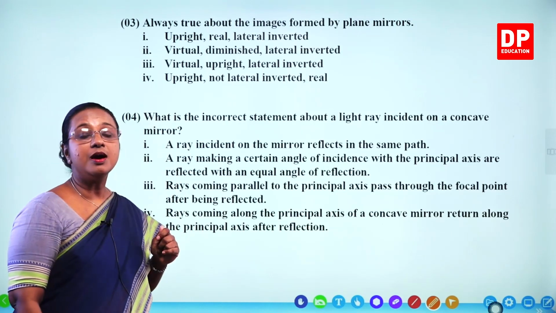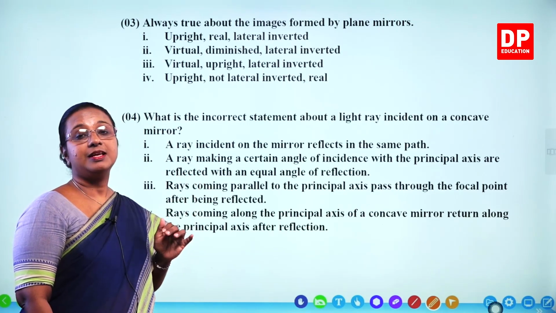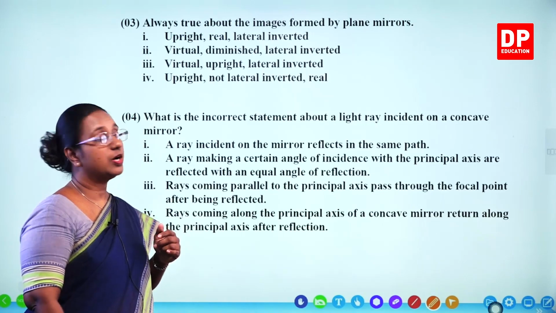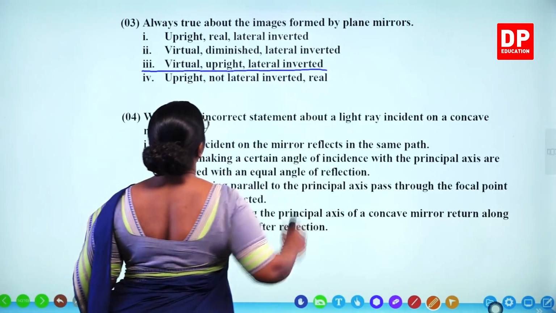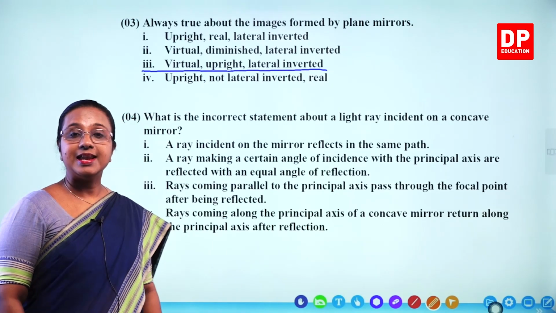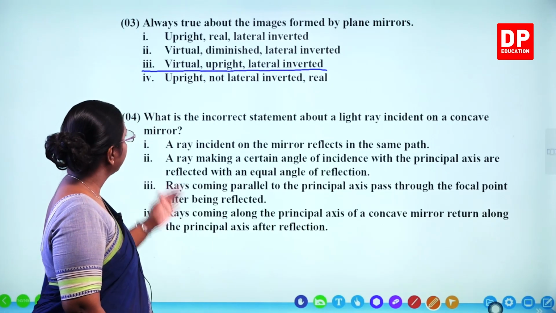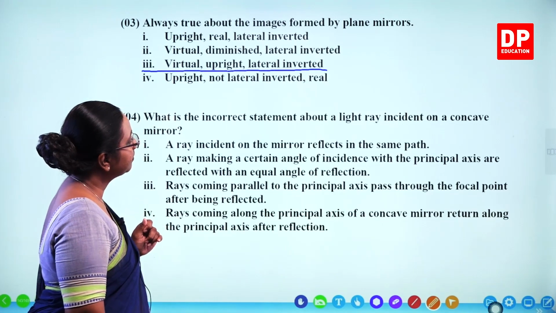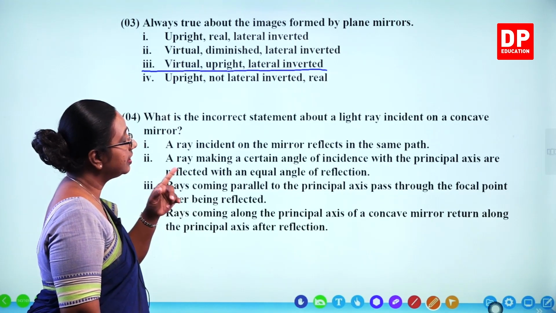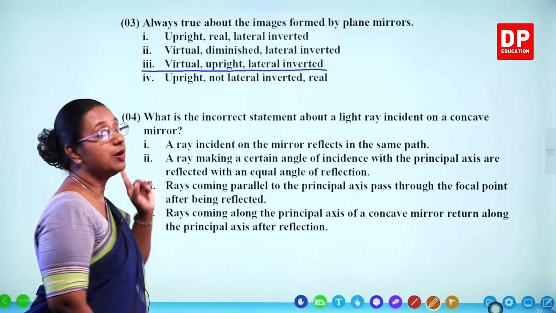So, those two are wrong. It is lateral inverted and it is virtual. So, the correct answer here is the third one: virtual, upright and lateral inverted. Then the next one. What is the incorrect statement about a light ray incident on a concave mirror?